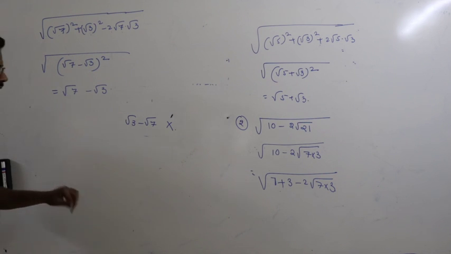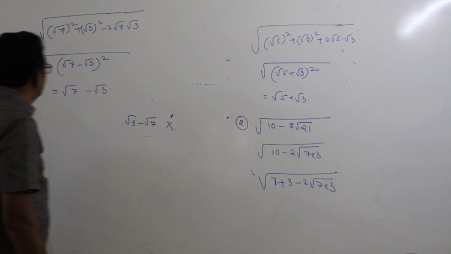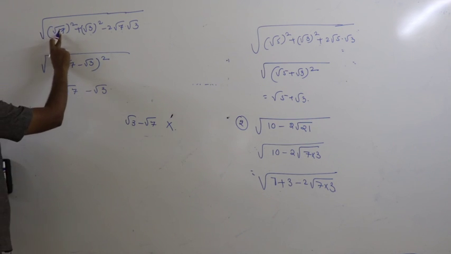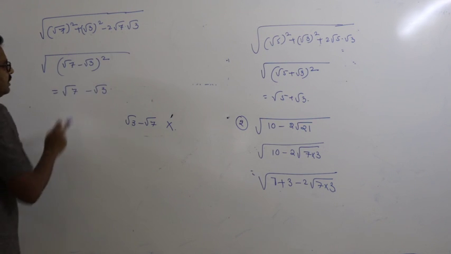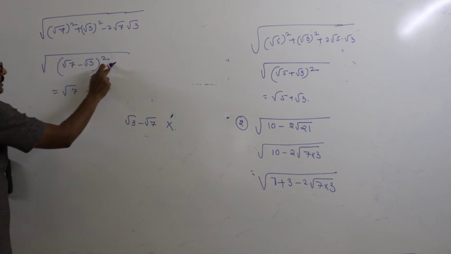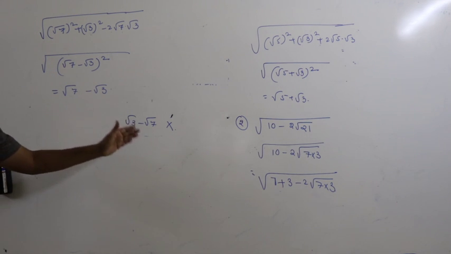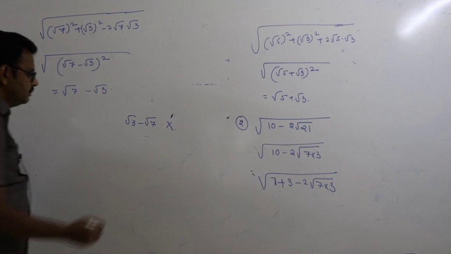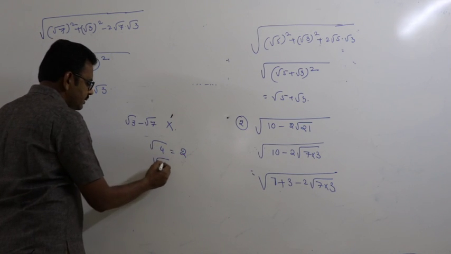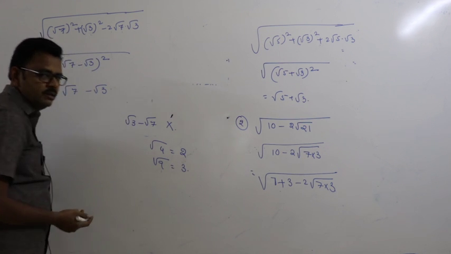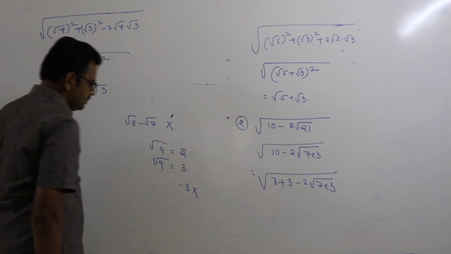This is wrong. You may have a doubt: sir, why don't you write 7 into 3? I write root 3 whole square plus root 7 whole square minus 2 into root 3 into root 7, root 3 minus root 7 whole square. That is root 3 minus root 7, which is a negative number. Root 4 value is what? Plus 2. Root 9 value is what? Plus 3, not minus 3. Minus 3 is wrong.